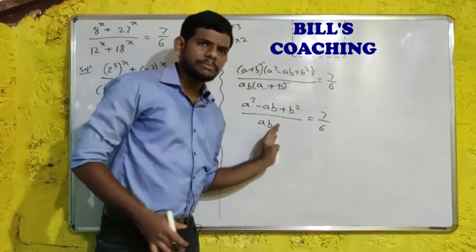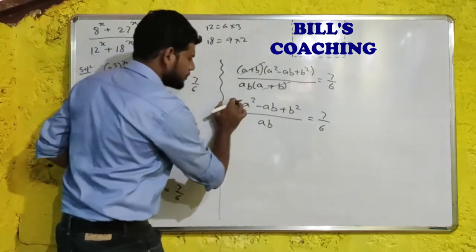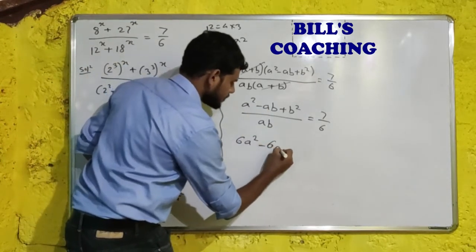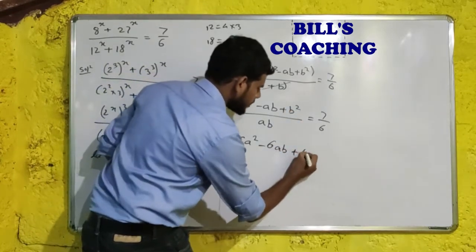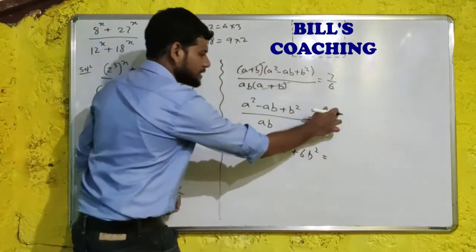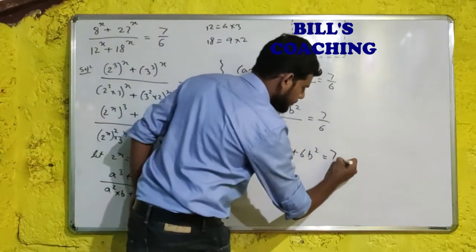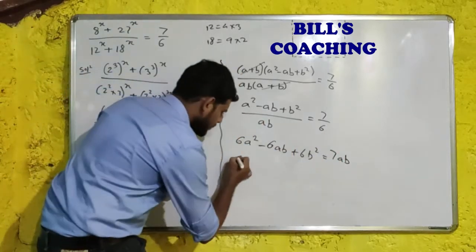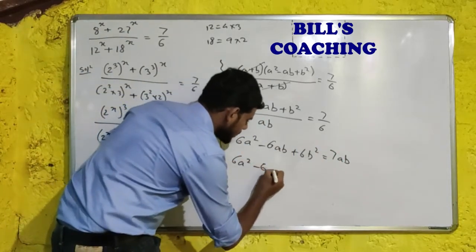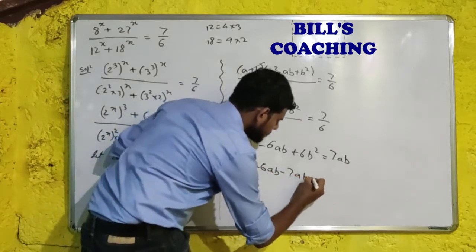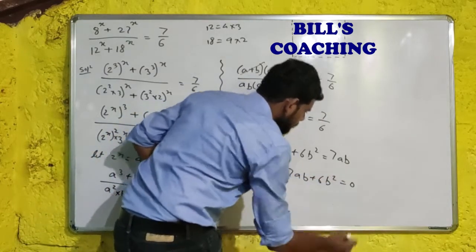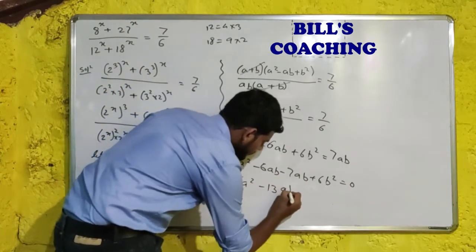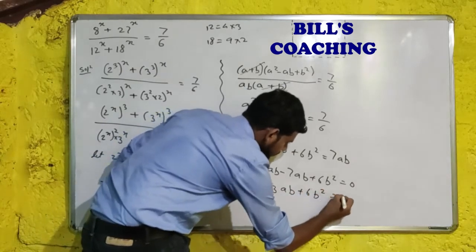Now simple thing, we'll cross multiply and try to rearrange that. So this will be 6a square minus 6ab plus 6b square is equal to 7ab. Bring 7ab to this side, what we get is 6a square minus 6ab minus 7ab plus 6b square is equal to 0. After adding, this will become 6a square minus 13ab plus 6b square is equal to 0.